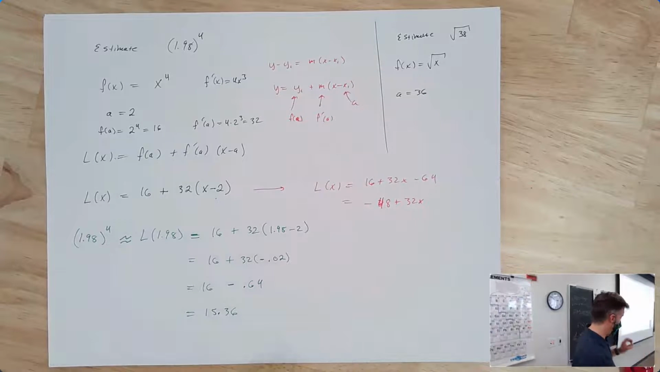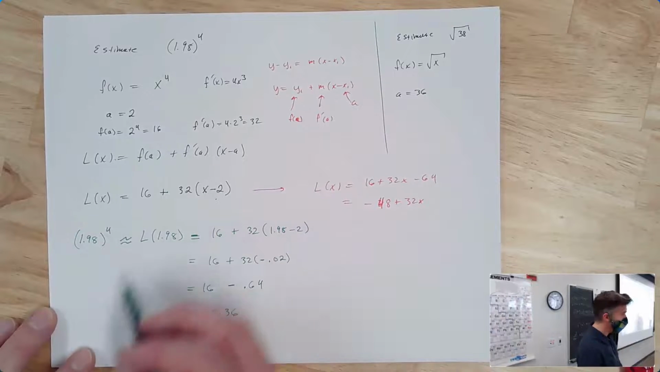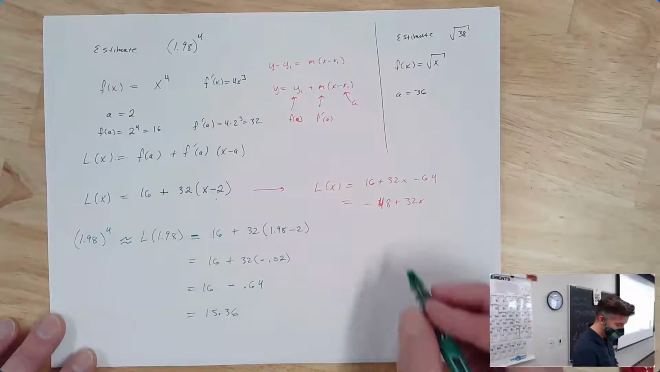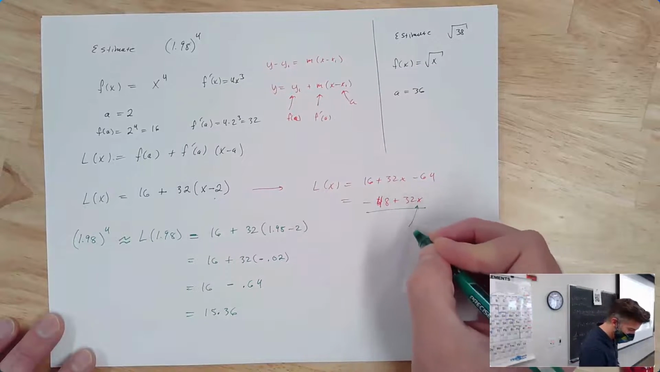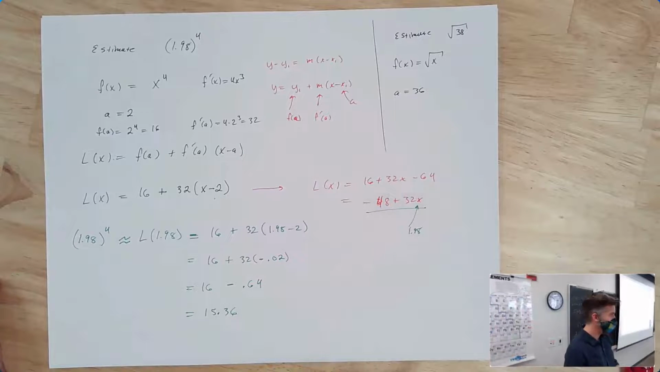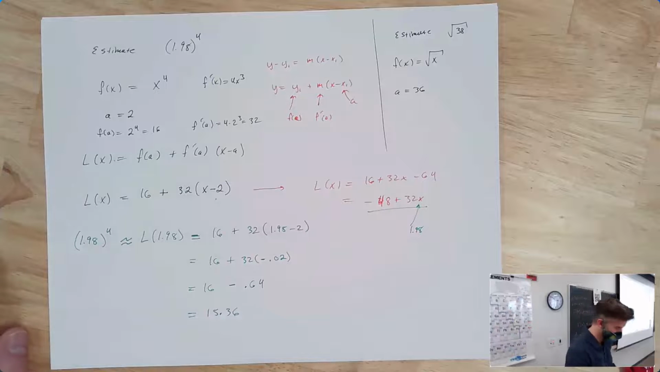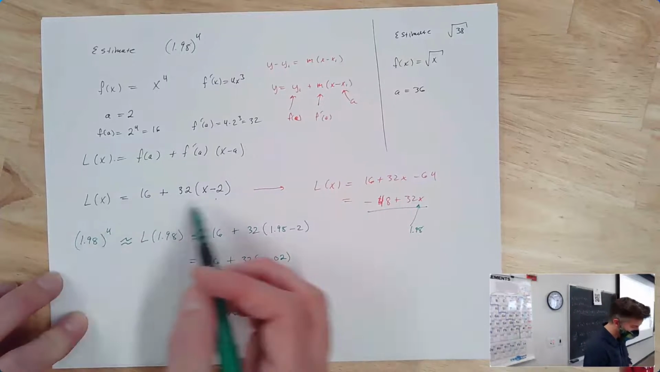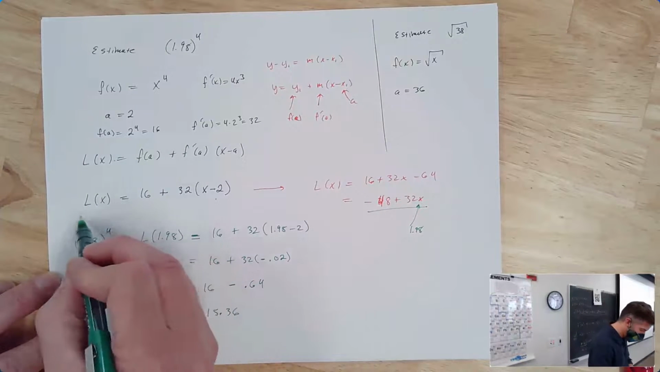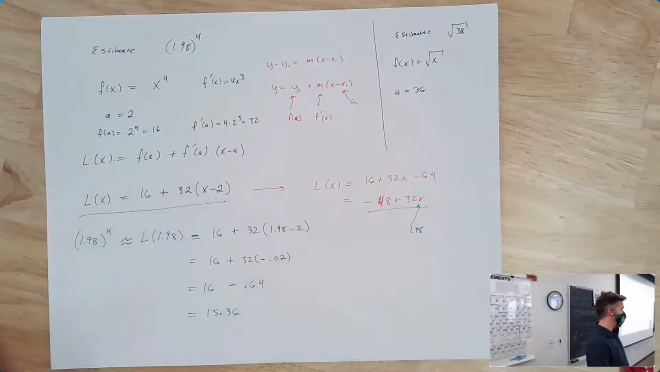But I can't stress enough, right? Doing this was way, way easier than trying to plug in 1.98 right there. 1.98 times 32 is way more work to do. So I will say once again, don't simplify this linearization. Leave it just like that and then plug in the x value you're trying to approximate the function at.